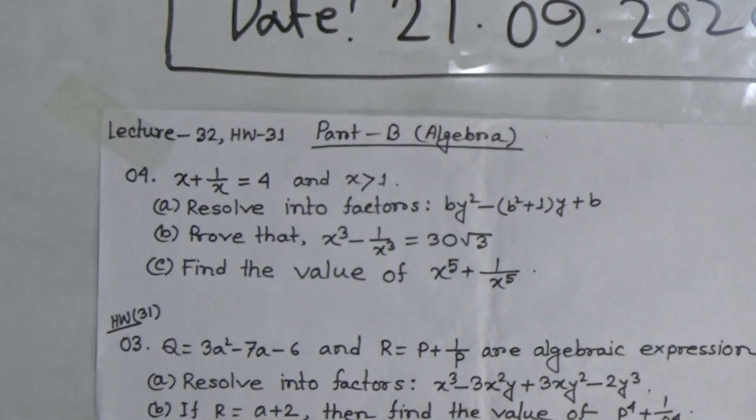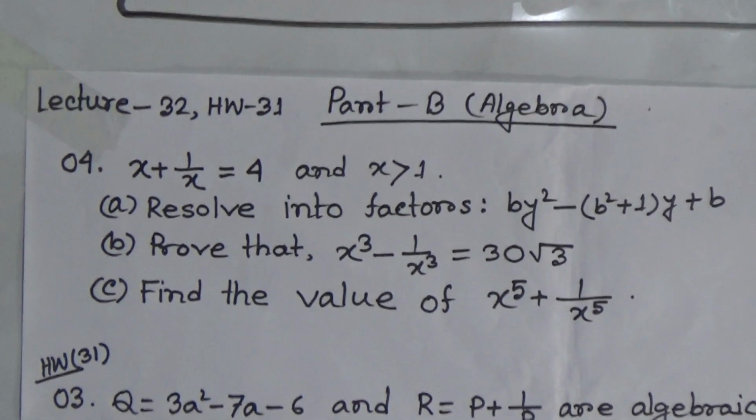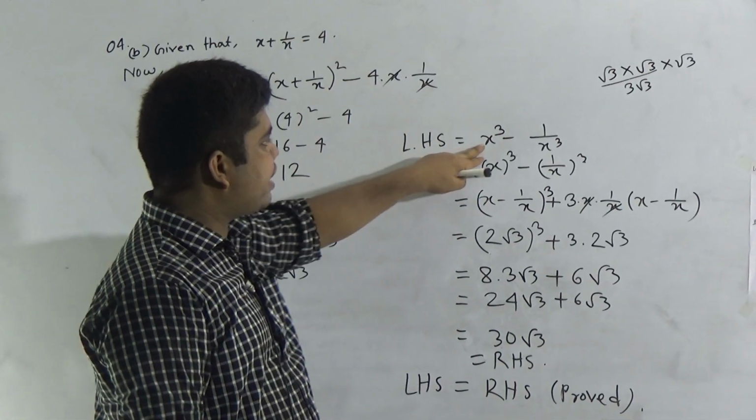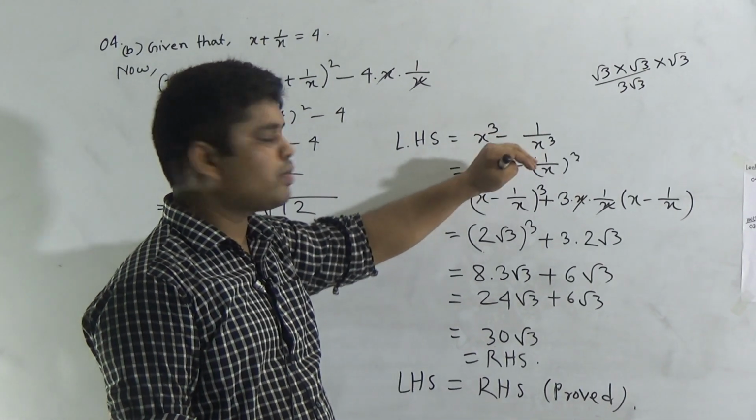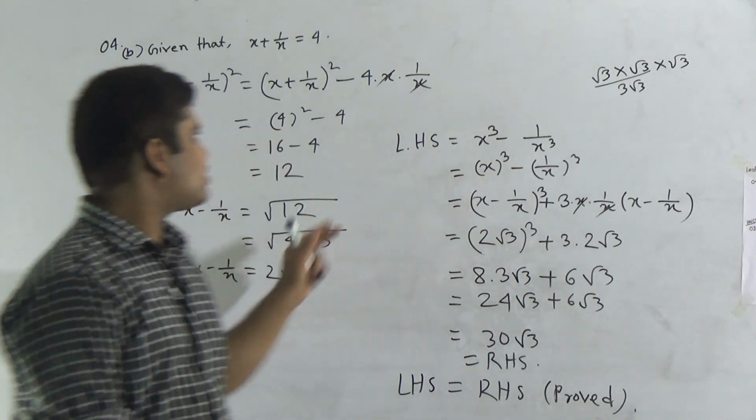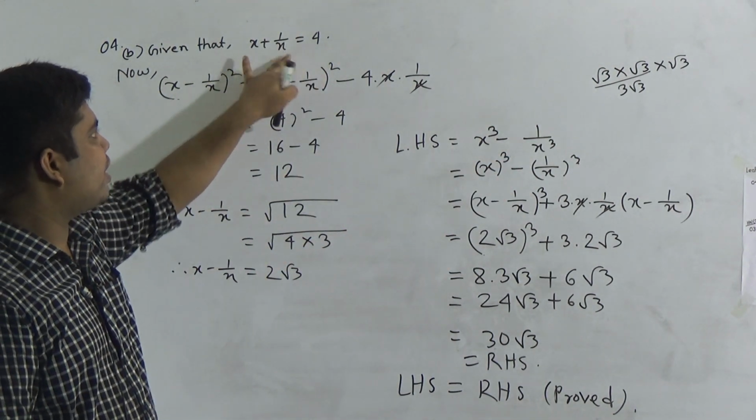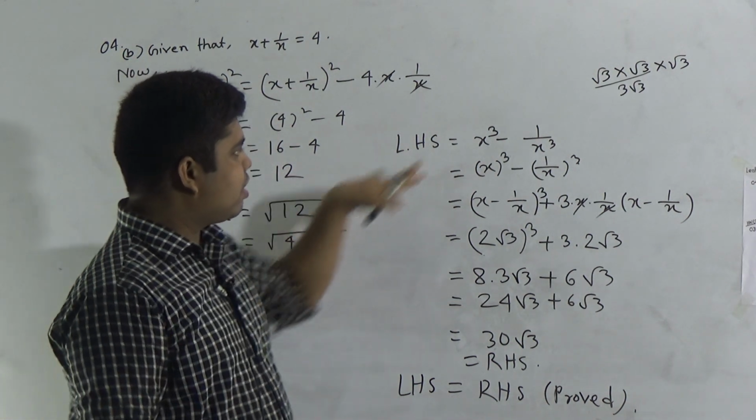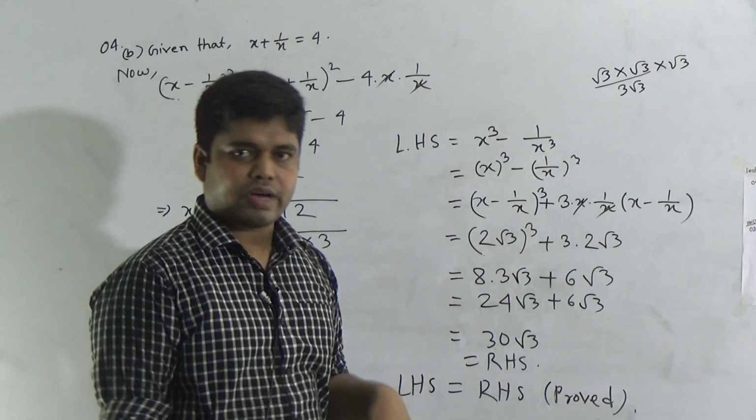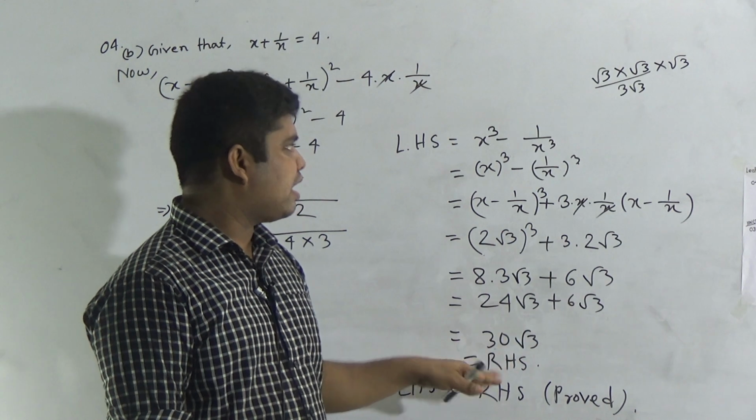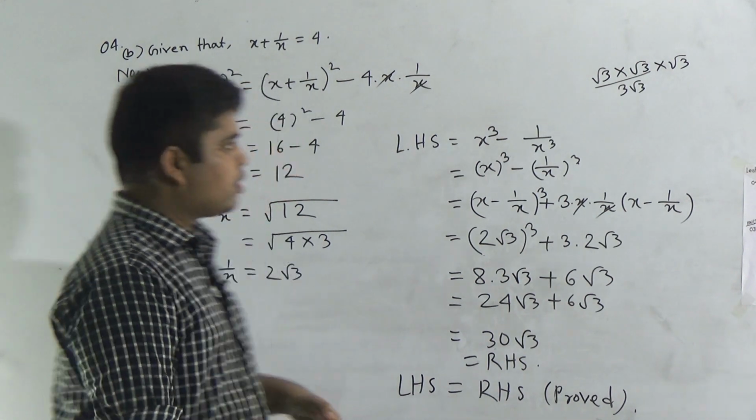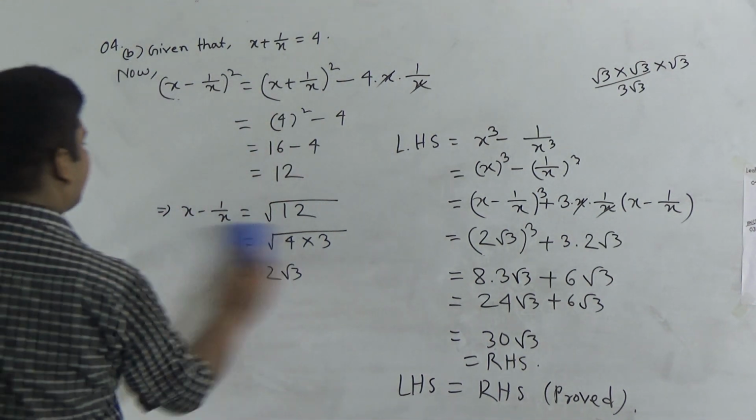So I erase question number B. Before erasing, please notice it again. Here the value of x plus 1 by x equals 4, it is given, but we need to solve x cube minus 1 by x cube. To solve this, we need the value of x minus 1 by x. For this reason, by using this expression, we find the value of x minus 1 by x by this procedure. After that, using this value, we find the x cube minus 1 by x cube value, and it will be 30 root 3, which is the RHS of the given expression. That means LHS equals RHS. It is proved. So next we shall solve question number C.